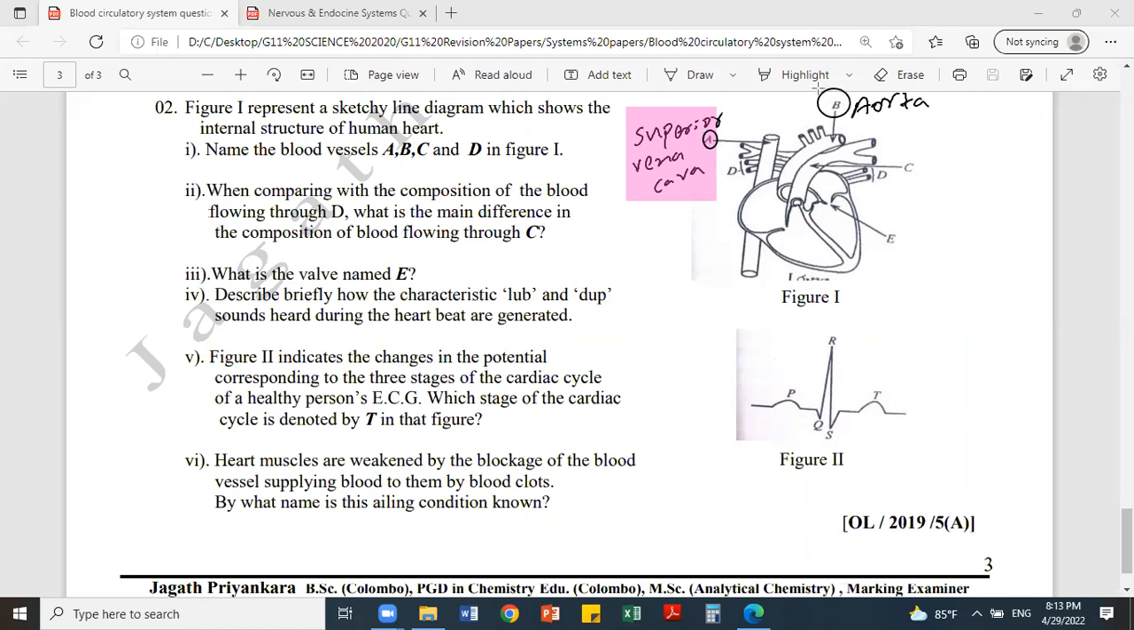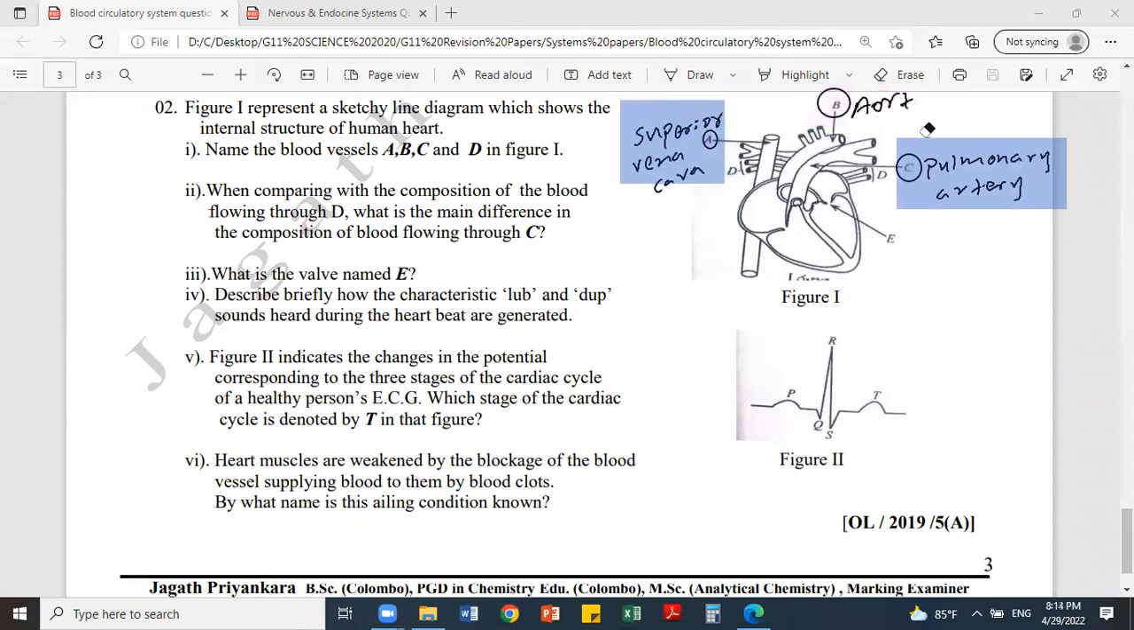The aorta carries oxygenated blood towards the organs of the body, and C will be the pulmonary artery. The pulmonary artery carries blood towards the lungs, that is C here. The pulmonary artery carries deoxygenated blood or blue blood. I'll highlight these two blue because they contain blue blood or deoxygenated blood.